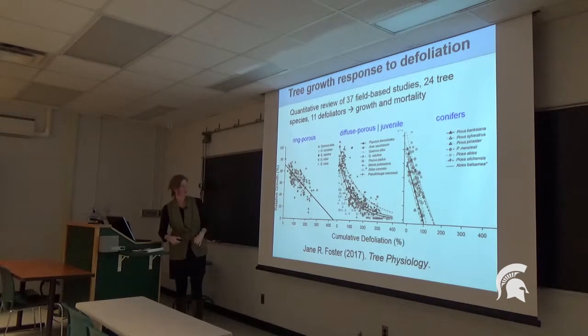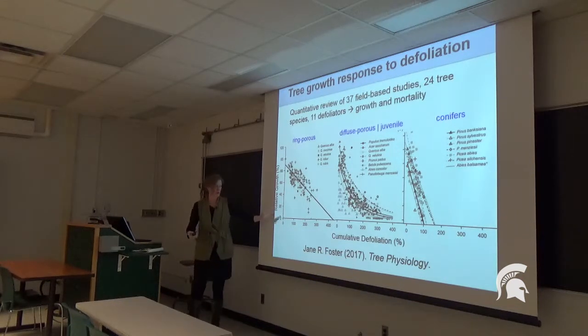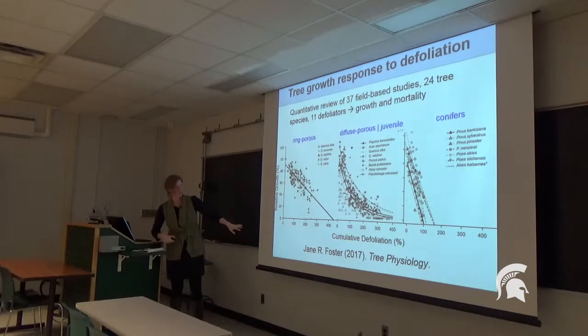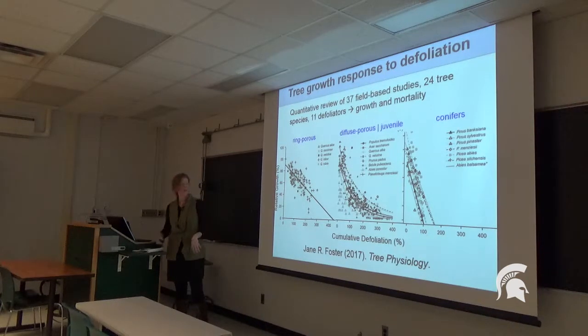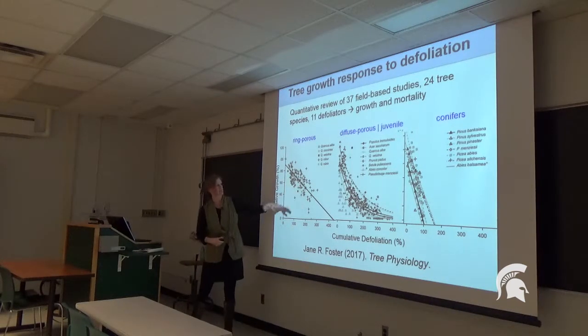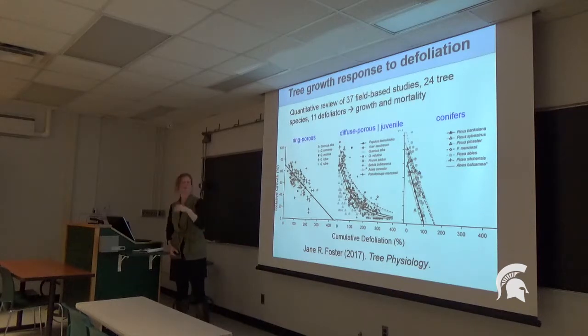And so these are looking at growth responses to defoliation. If we relativize growth, 100% would be what you expect without defoliation, and 0 would be no growth. And then we sum up annual defoliation, so every year you can have up to 100% defoliation. That's the x-axis here, cumulative defoliation. But what we see is some differences among functional groups of trees.